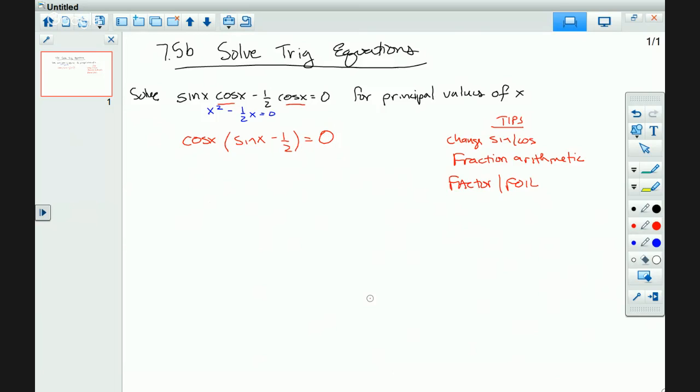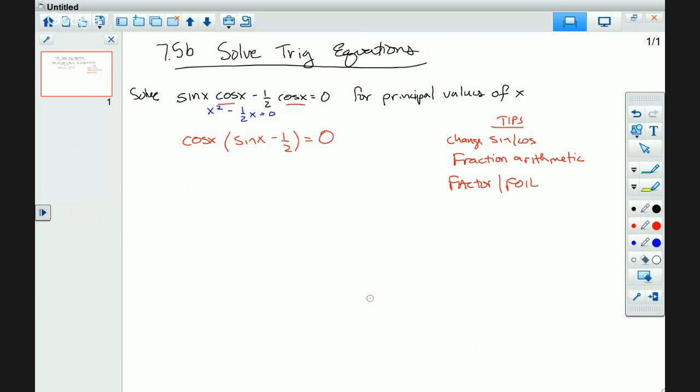Wait, so is that cosine x in front of the sine x minus 1/2? Mm-hmm. Is that cosine squared x? No, because you're taking a cosine x out of each term. Like here, I would take an x out, correct? And it would be x out front. It's the same idea. Okay.